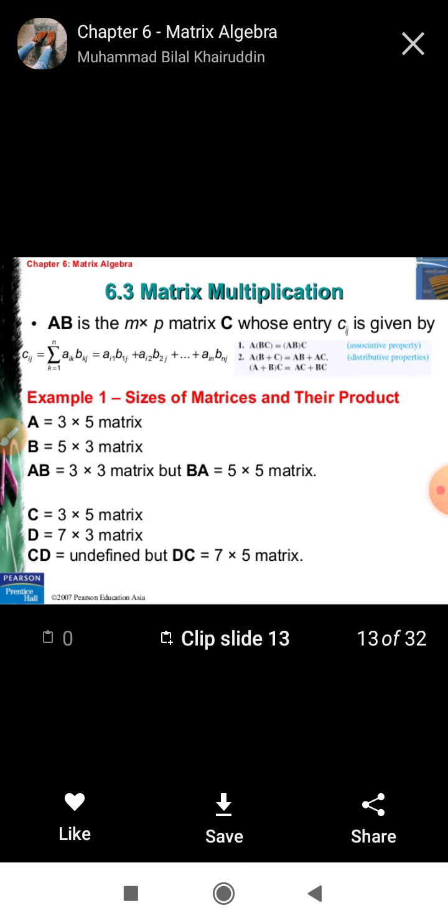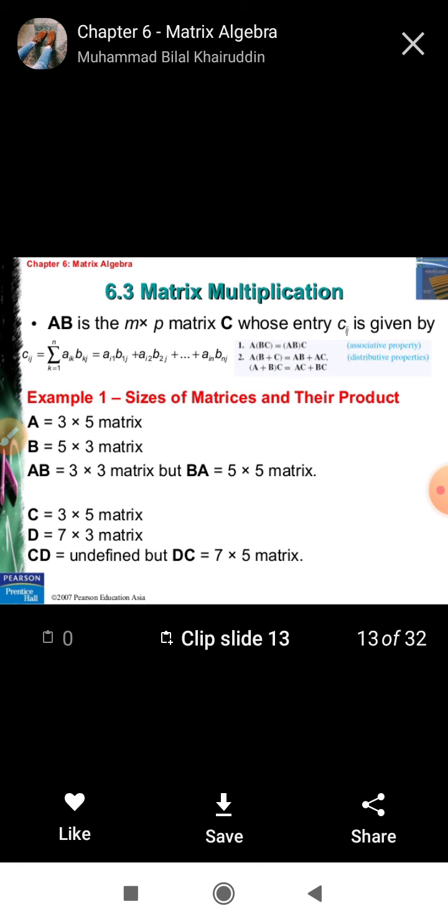Matrix multiplication. Two matrices are said to be able to multiply if the number of columns in matrix A is equal to the number of rows in matrix B. Then such matrices can be multiplied. In compact form, AB is the m by p matrix C whose entry c_ij is given by the summation of a_ik b_kj, as in this expression.